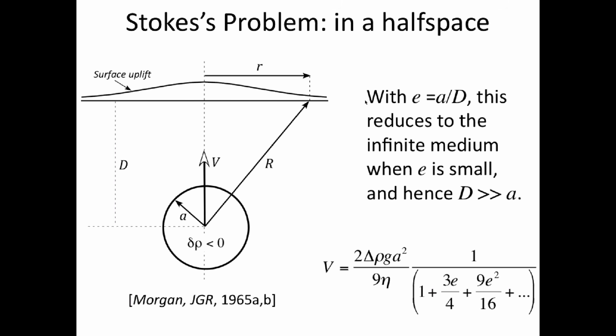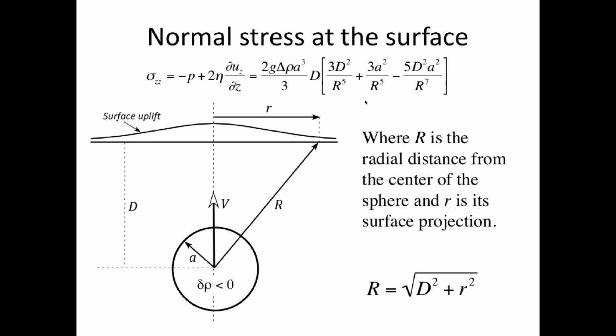E is the ratio of the radius of the sphere to the depth of its center, d being this distance down, and the radius being this quantity right here. So you get a series expansion in here. But you can solve for everything. You can solve for all of the fluid flow, the stream function, the strain rates, the stresses, the whole works. And when you do that, you get a normal stress at the surface consisting of both a perturbation of the pressure and a deviatoric stress.